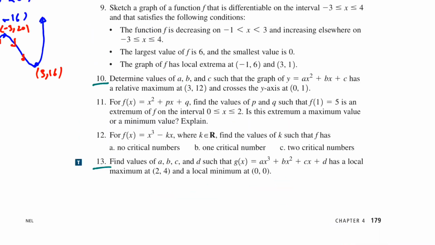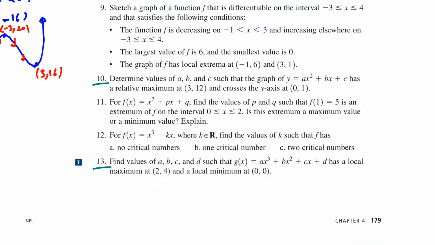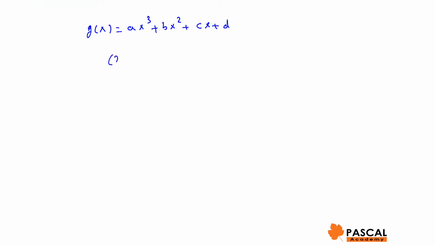Last question is question number 13. Find the values of a, b, c, and d such that g of x equals ax3 plus bx2 plus cx plus d has a local maximum at 2 and 4 and the local minimum at 0 and 0.